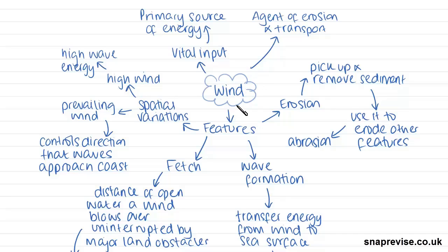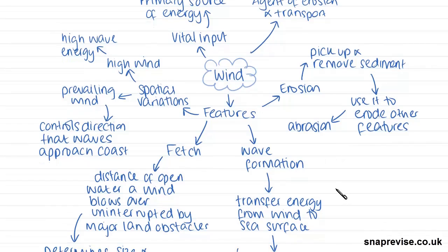And not only is wind a source of energy, it's also an agent of erosion and transport. We're not going to be looking at this in this video, but it just shows you that wind is a very powerful factor in coastal systems. So wind has several different features. As I just mentioned, it has erosional features because it's able to pick up and remove sediment, so it's able to cause erosion by abrasion.